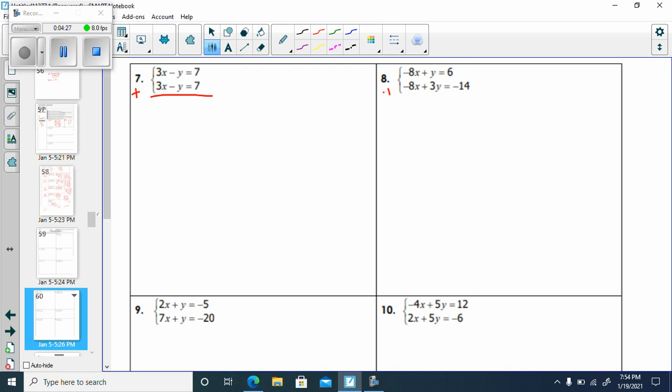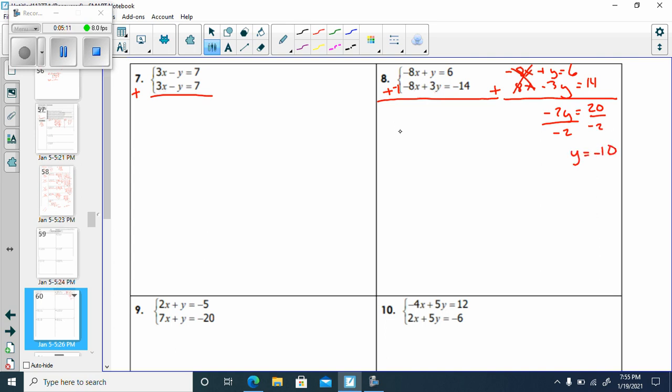But in this case, if you're adding these two together, remember you needed to get rid of one of these. Since you've got negative 8x and negative 8x, you'd multiply everything times negative 1. You'd have negative 8x plus y is equal to 6. And you would have, remember this is just changing the sign in front of each one of them, 8x minus 3y equals 14. 8x plus negative 8x is gone. You've got 1y plus negative 3y, which is negative 2y, is equal to 20. You divided both sides by negative 2, and your y was equal to negative 10.